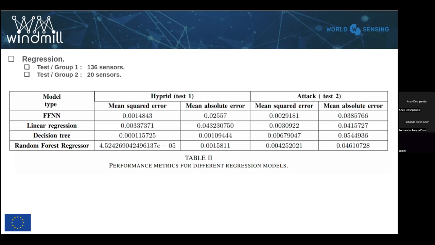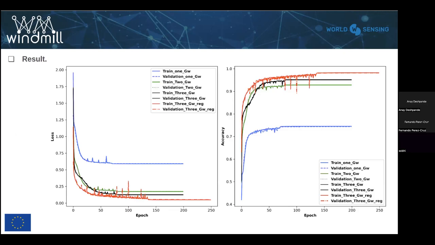For the regressor, we found that on test one, decision tree and random forest do the best. But on the second group, which is the most important for us, because I don't know where the attacker will be located, and I need my model to generalize, we found that the neural network does the best in both of the methods.